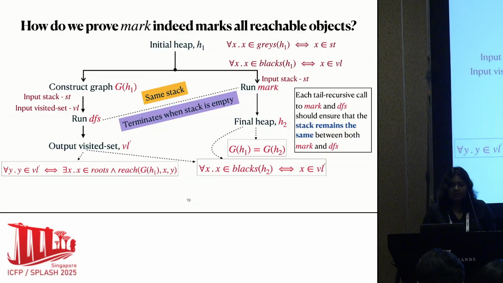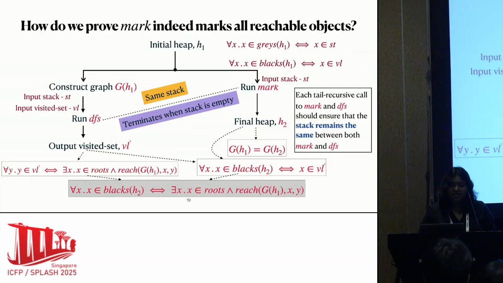And from these two conditions, we know that we have an invariant which is maintained: all black objects are only found in the visited set. From these two conditions, we can get that all the black objects after the mark are only present in the visited set. And from these conditions, we can actually prove that all black objects are the only reachable objects in the heap after the mark, and the rest are not reachable.